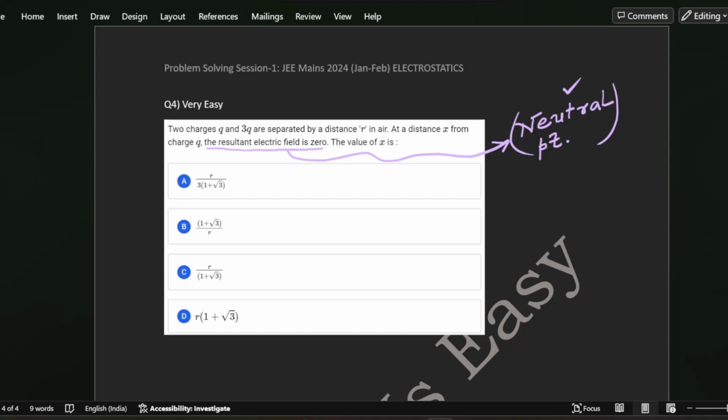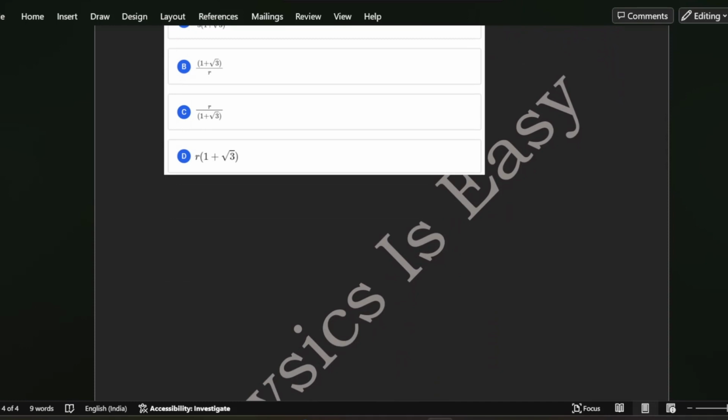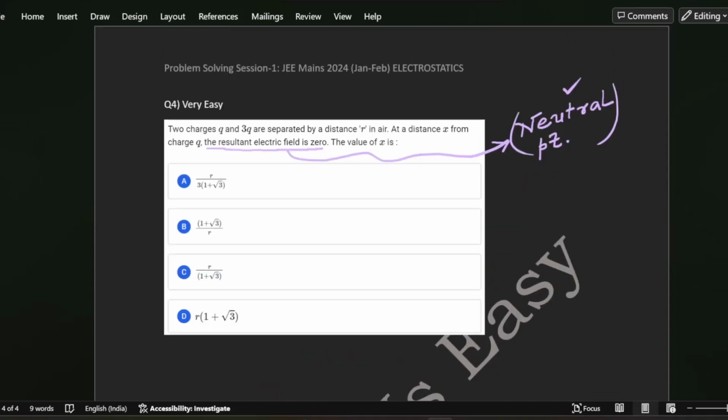So we have to just find a point in between the two charges q and 3q, which are separated by a distance r in air. So no dielectric medium we have to worry about. And at a distance x from the charge q, the resultant electric field is 0. So we have to find the value of x.